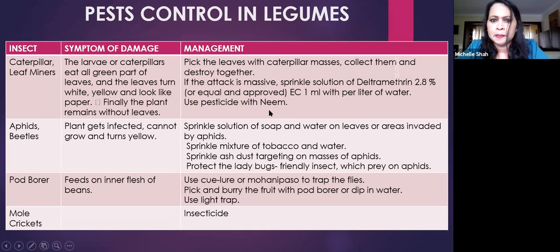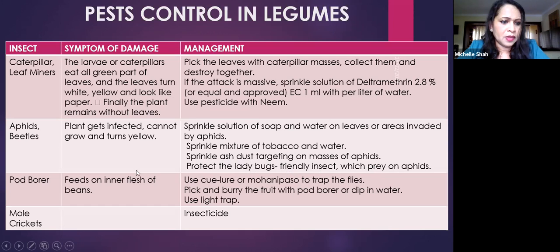For aphids or beetles, the symptoms are that plants are infected and cannot grow or turn yellow. Then for management, you would sprinkle a solution of soap and water on the leaves or areas invaded by the aphid. Sprinkle a mixture of tobacco and water as well. You may also sprinkle ash dust, targeting the masses of the aphid. Protect ladybugs, which are friendly insects, as they prey on the aphid.